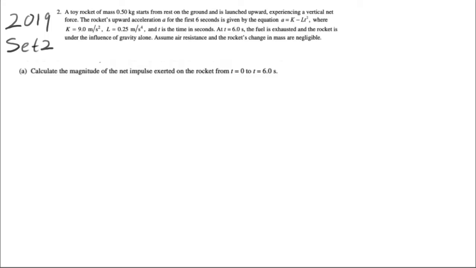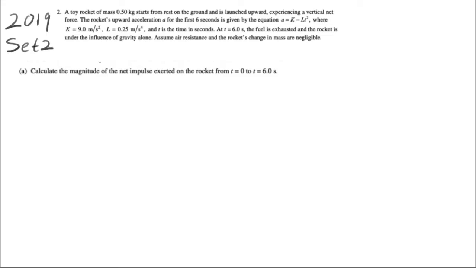A toy rocket of mass 0.5 kilograms starts from rest on the ground and is launched upward, experiencing vertical net force. The rocket's upward acceleration a for the first 6 seconds is given by the equation a equals k minus lt squared, where k equals 9 meters per second squared, l equals 0.25 meters per second to the fourth power, and t is time in seconds. At t equals 6 seconds, fuel is exhausted, and the rocket is under the influence of gravity alone. Assume air resistance and the rocket's changing mass are negligible.